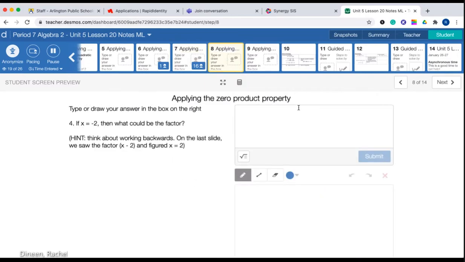Okay, let's look at 2 more scenarios. So let's work backwards this time. If x equals -2, then what could a factor be? So hint, think about working backwards. On the last slide, we saw the factor x - 2 and figured x could equal +2. So what could a factor be if the solution is x = -2?